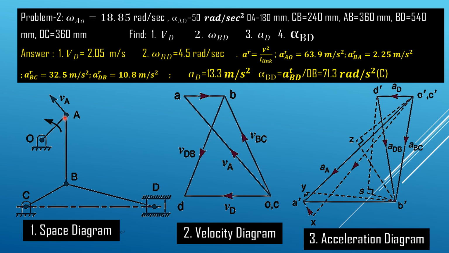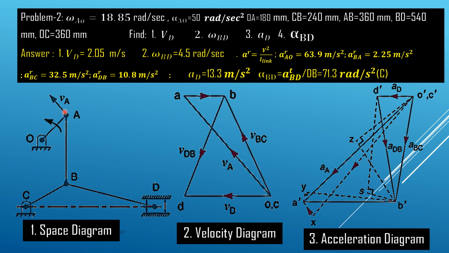The velocity of A with respect to point O is given to us. It is perpendicular to AO, and we know its magnitude because VA is nothing but r into omega, where omega is for the AO link, multiplied by the length of the link AO. So all the data is given to us. O and C are the fixed pin joints here, so we can mark them as the pole point at O comma C.